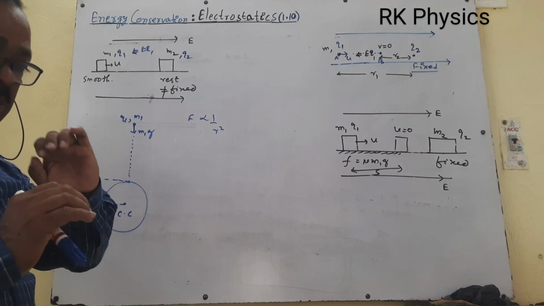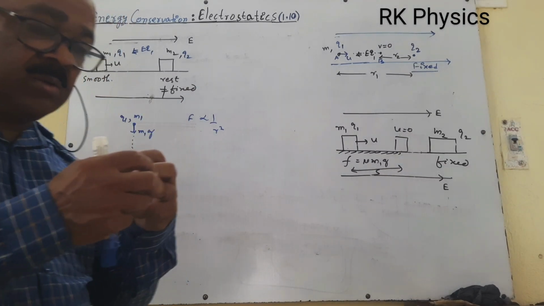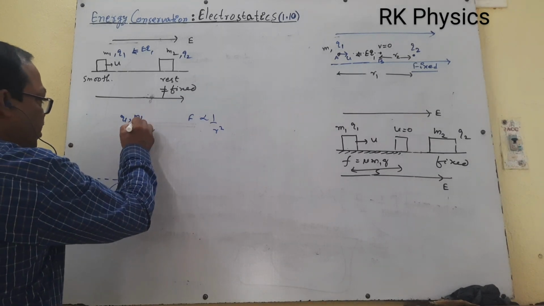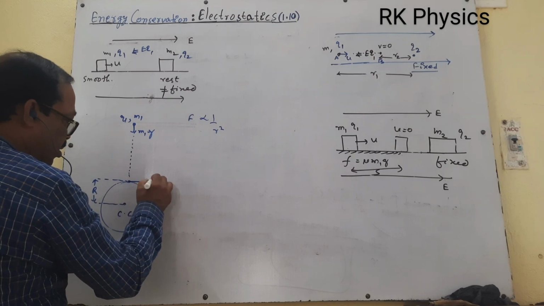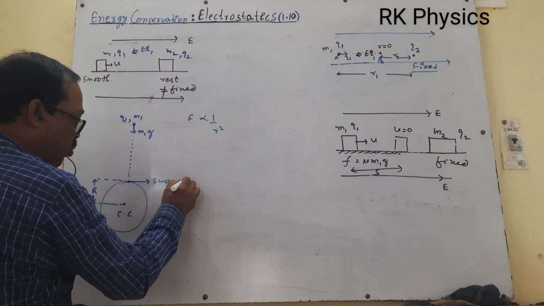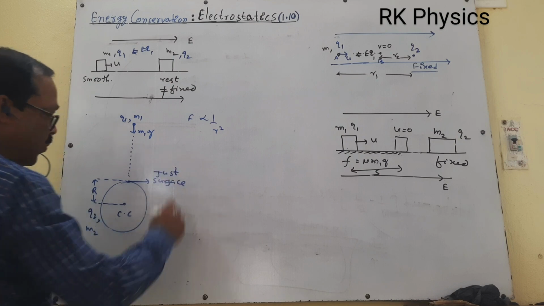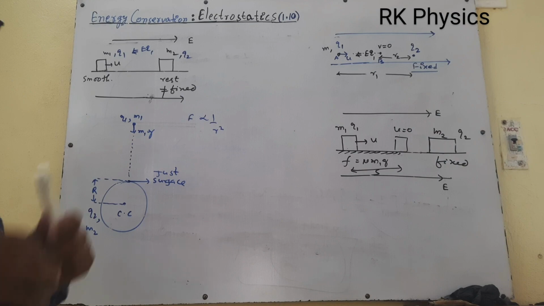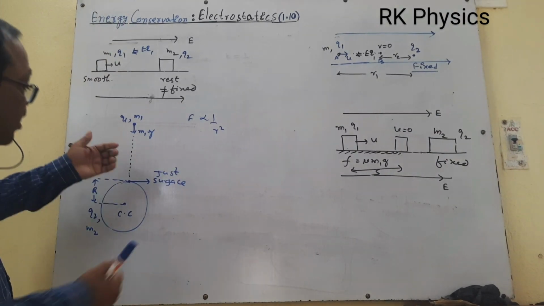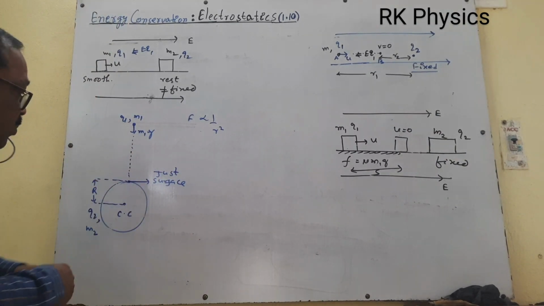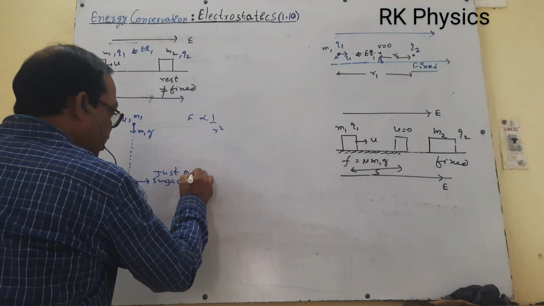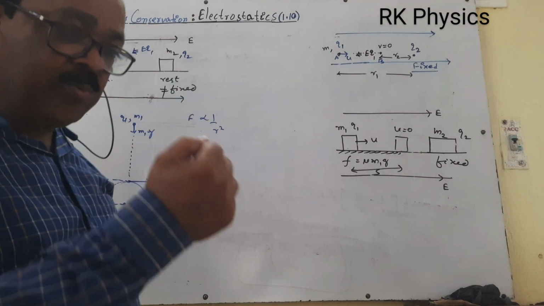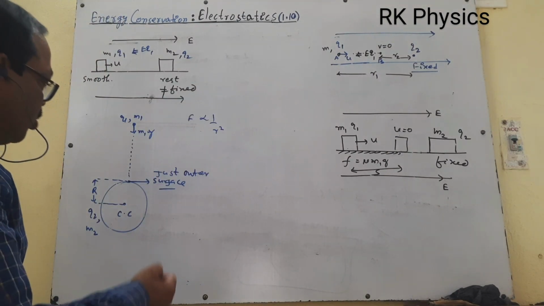Now Q1 and M1 are given, arranged in such a manner that suppose the object is able to just reach the surface. If it is able to reach, its mass is something and charge is something, so that it is able to just reach the outer surface. So in this case, what should be the value of M1 or what should be the value of Q2?